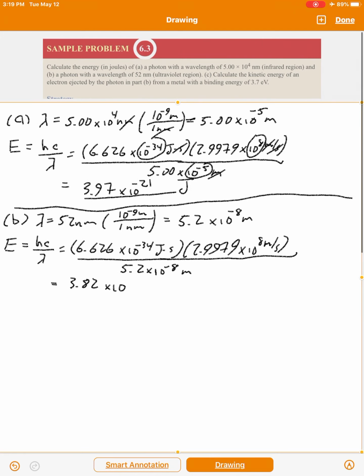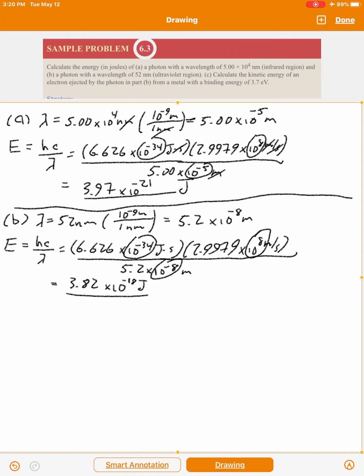Times 10. Now let's do our powers of 10. 10 to the negative 34 times 10 to the 8th is 10 to the minus 26. Divided by 10 to the minus 8, we would add 8 to negative 26, and you get negative 18. Okay, so there's the energy of our second photon. It is quite a bit greater than the energy of the first photon, right? The first photon is 10 to the minus 21. Now we have a photon that's 10 to the minus 18. That's about 1,000 times more energy. That photon in the UV has 1,000 times the energy of a photon in the infrared. That's a big difference there, right?